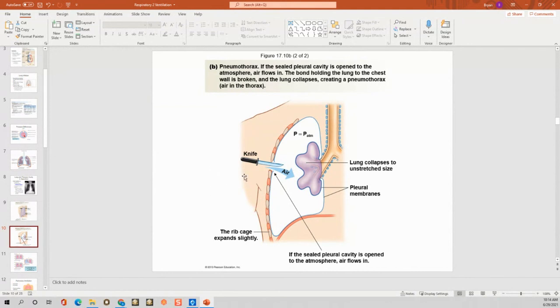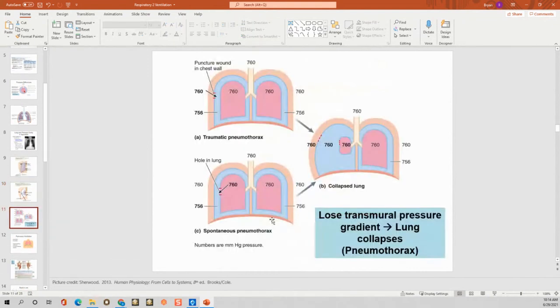But air from the atmosphere just made it into that pleural cavity. 760 equalizes with 760. And that lung loses its vacuum and it collapses. This is a pneumothorax, for those that didn't know how to spell that word before.